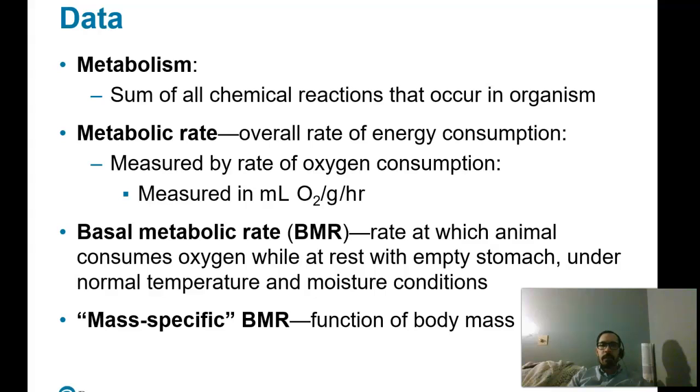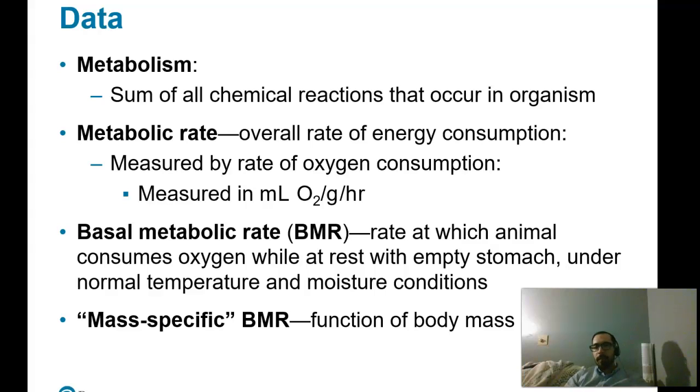And this also ties into things like metabolism. The metabolism is the sum of all the chemical reactions that occur in an animal or an organism in general. Okay? And the metabolic rate is the overall rate of energy consumption, which is measured by the rate of oxygen consumption. And the basal metabolic rate is just the rate at which an animal consumes oxygen while at rest on an empty stomach.